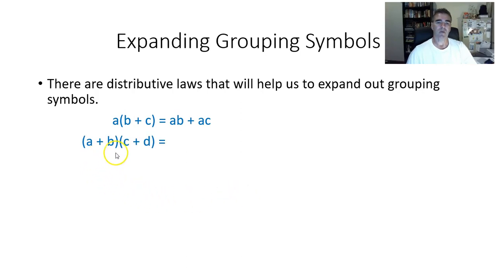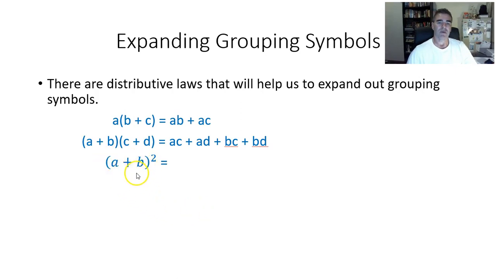Our second one, when we've got a pair of brackets or grouping symbols multiplied together, some of you might think of it as the FOIL method. So we multiply our first terms together of the brackets. Then we multiply our outer terms, then our inner terms, and our last terms. So our first gives us AC, our outer gives us AD, our inner gives us BC, and our last gives us BD. So there's our second one.